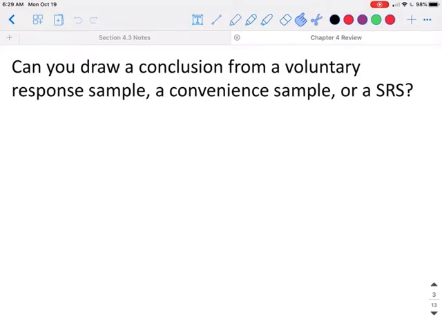If we are trying to draw a cause and effect conclusion, we can only do this if an experiment is involved and we assign the treatment to the subjects.